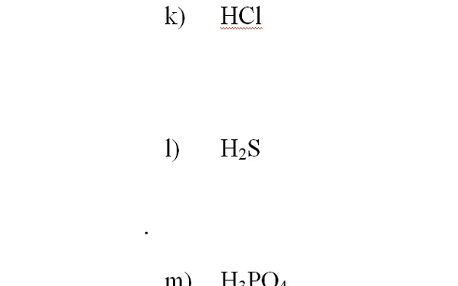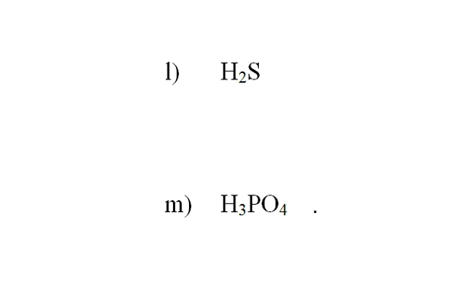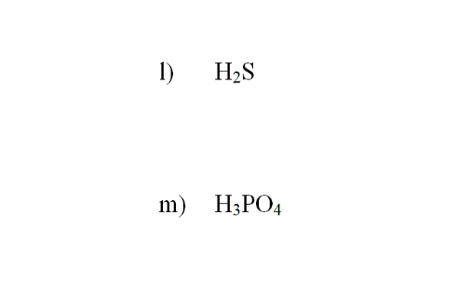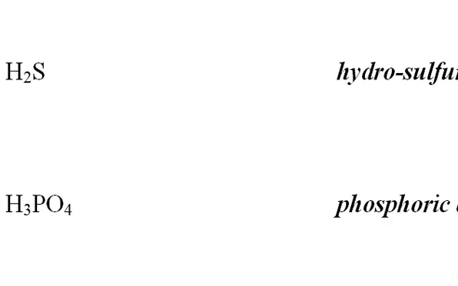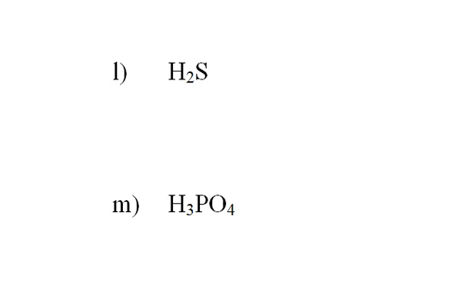Okay. Here we do have a polyatomic, phosphate. So get rid of the ATE ending and make it ic, so phosphoric acid. No hydro, it's just phosphoric acid.